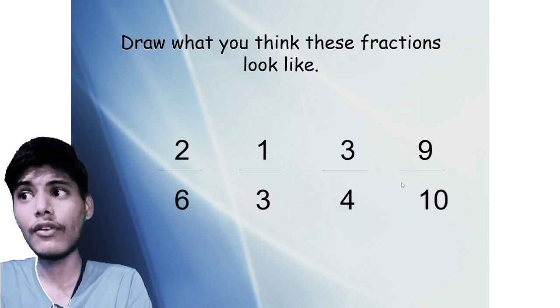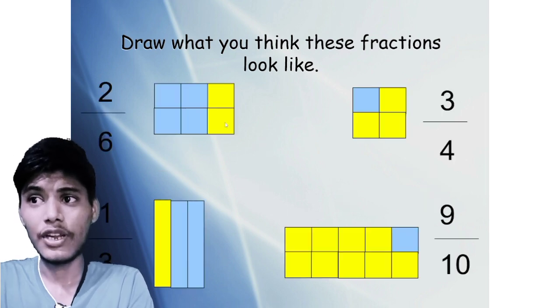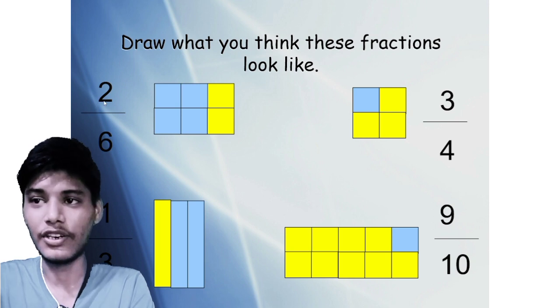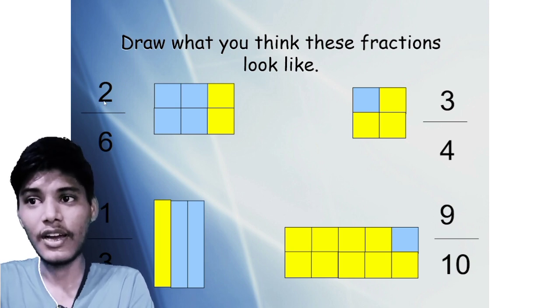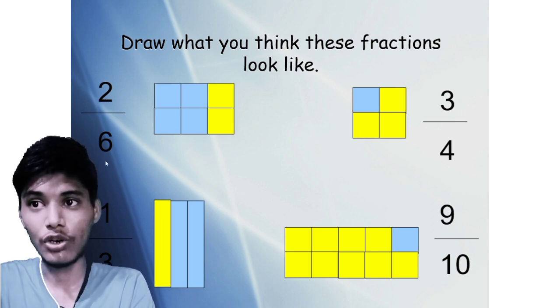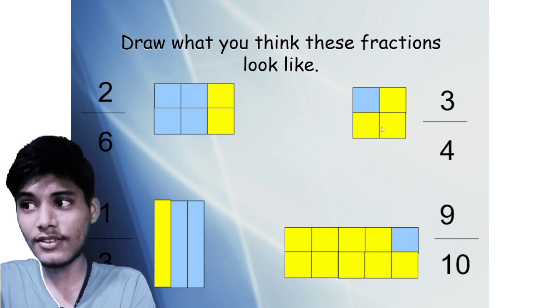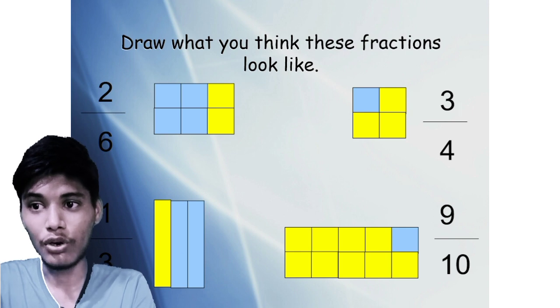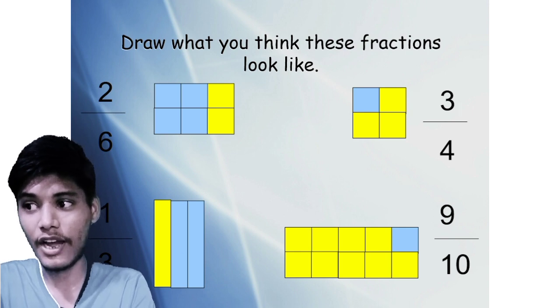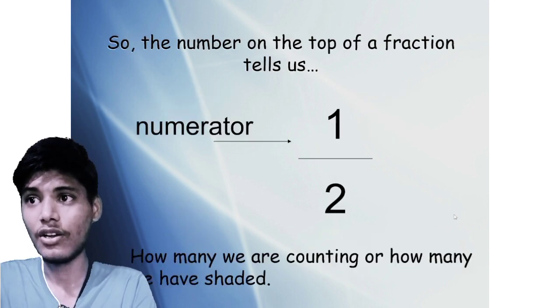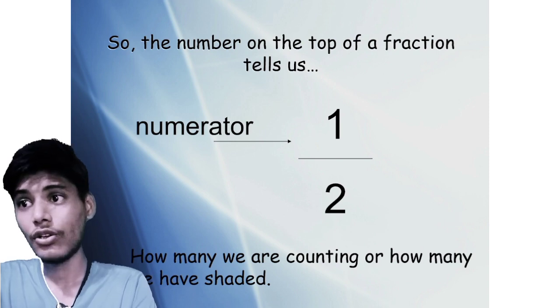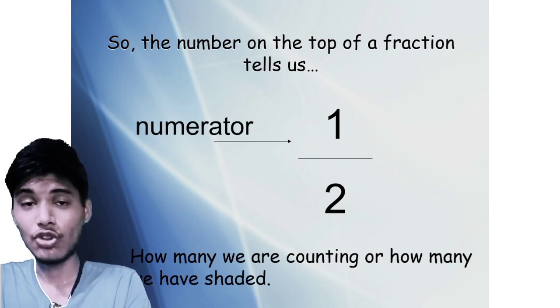Now for drawing fractions, there are 2 equal parts which are colored. That's why 2 is written at the top of the fraction, and a total of 6 parts, so 2 by 6. Total 4 parts in which 3 are colored. Total 3 parts in which 1 is colored. 10 parts in which 9 are colored. Okay. So the number on the top of the fraction tells us the numerator.